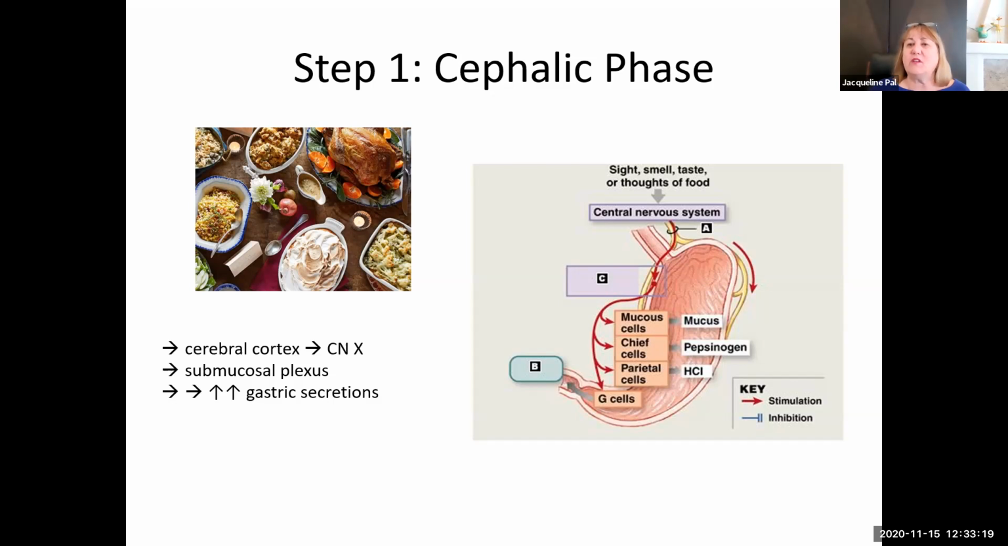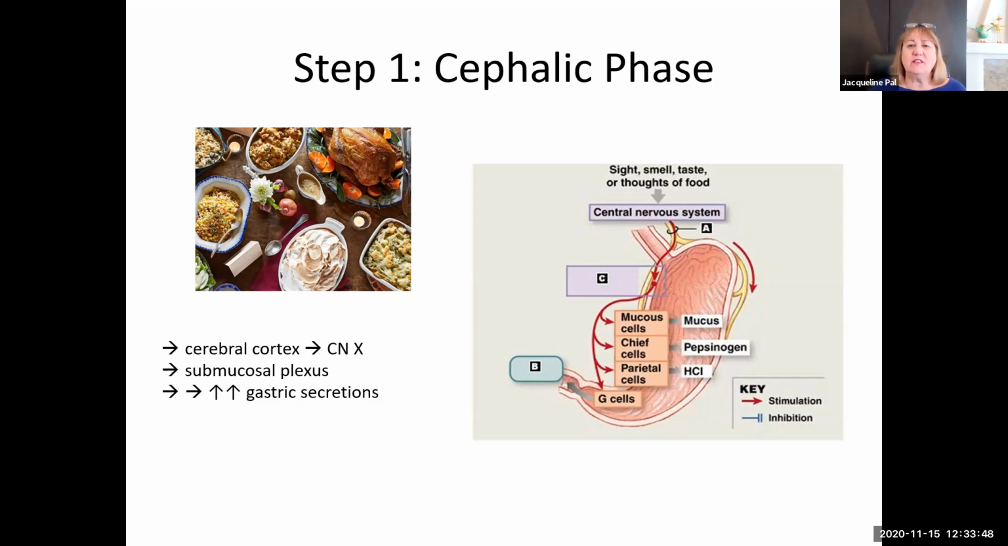And specifically, if we look at the vagus nerve, coming off of the brain stem, we are going to have fibers that travel into the abdominal cavity and innervate the stomach and small intestine. And here in the cephalic phase, we are talking about the submucosal plexus, because we're talking about secretions coming from gastric pits and from glands.